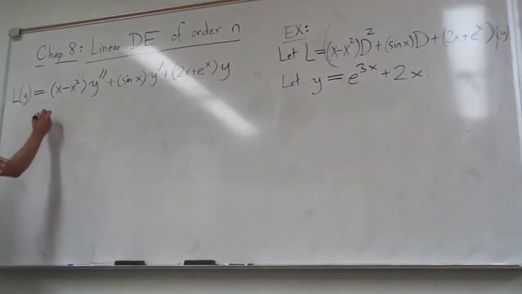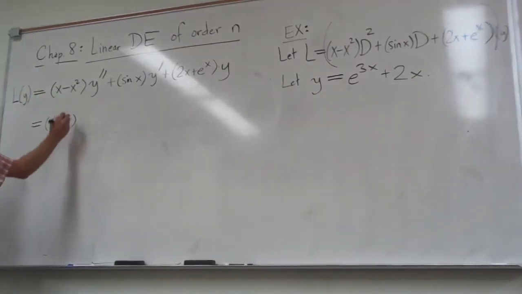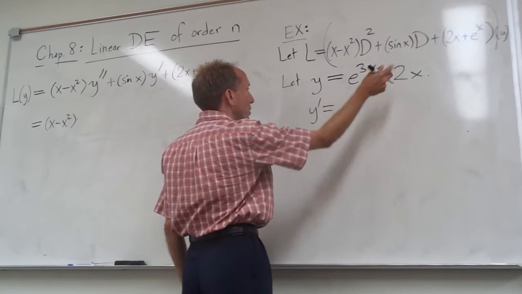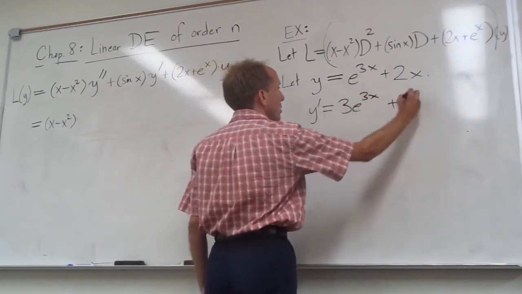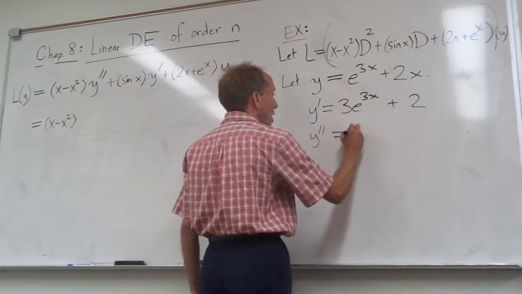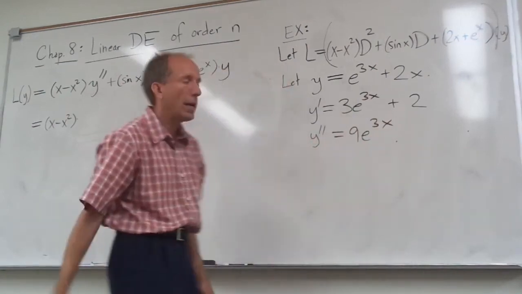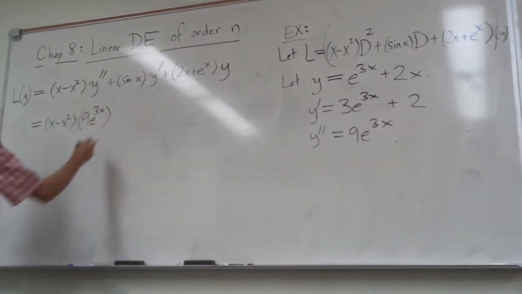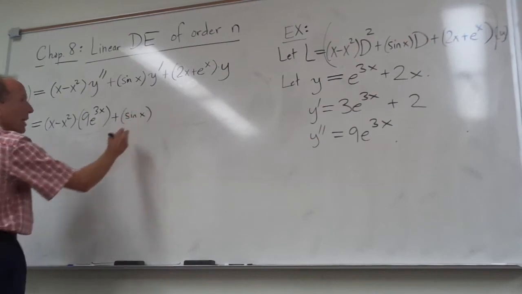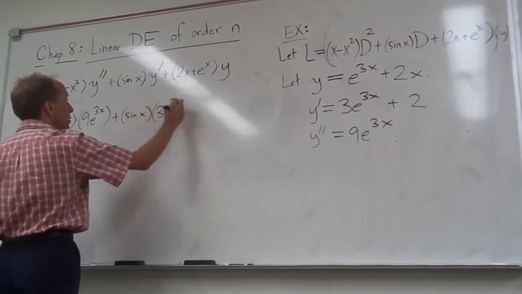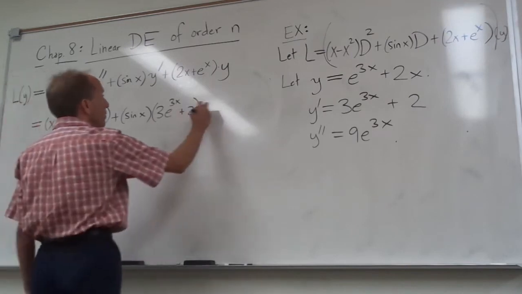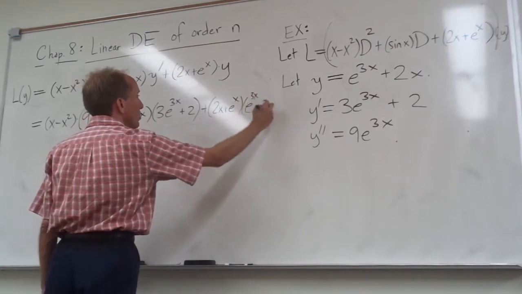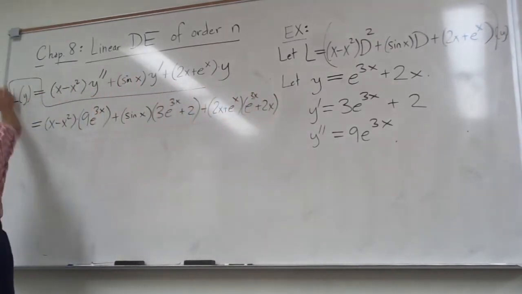Okay? So let's see. We have x minus x squared times, we need to take 2 derivatives of y over here. Let me just take my derivatives right now. The first derivative would be 3 e to the 3x plus 2. And the second derivative would be 9 e to the 3x. So the second derivative, I can put in here: 9 e to the 3x. Then the next term, we have a sine of x and a y prime. Y prime is 3 e to the 3x plus 2. And then finally, plus 2x plus e to the x times y itself, which was e to the 3x plus 2x. So this would be the answer.